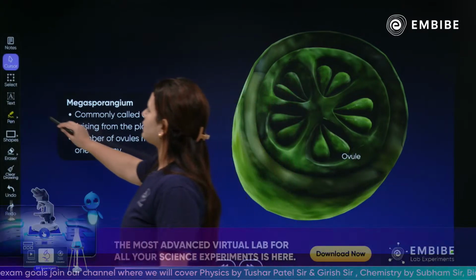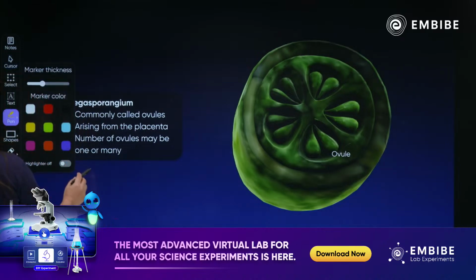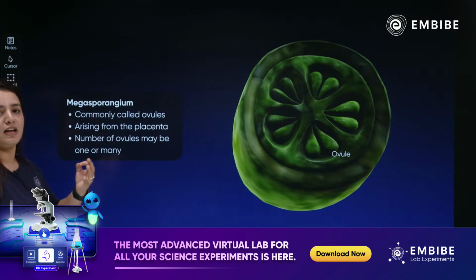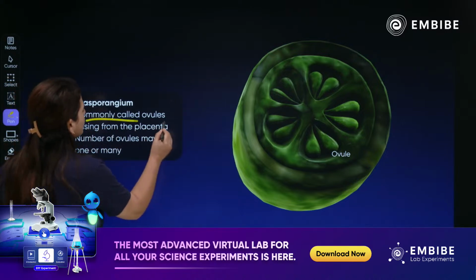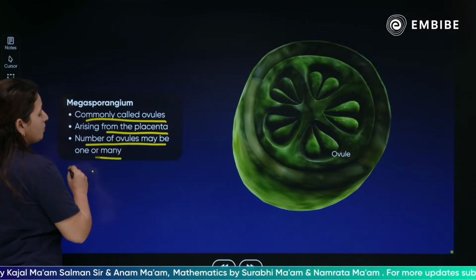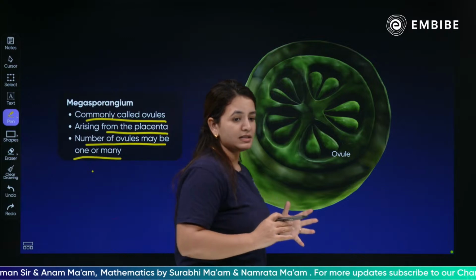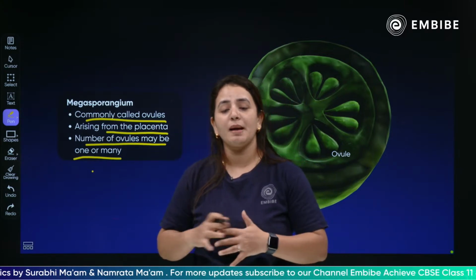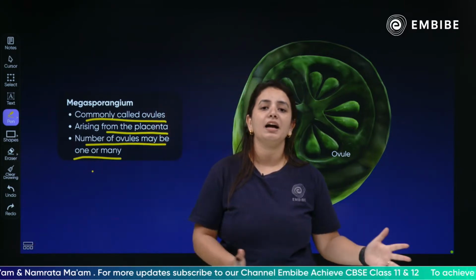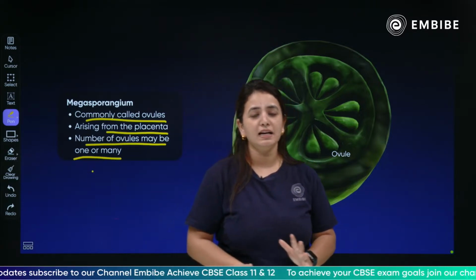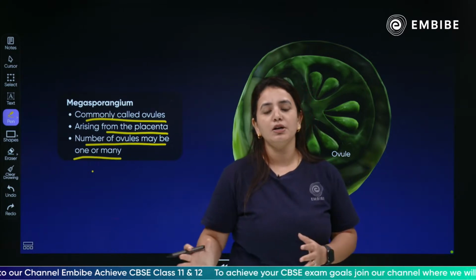Talking about the megasporangium, mega stands for the female. Of course, there is a microsporangium for the male, and there is a megasporangium for the female. Children, they are commonly called ovules arising from the placenta, and the number of ovules may vary from 1 to many. There could be one ovule or many ovules, which can vary from plant to plant.